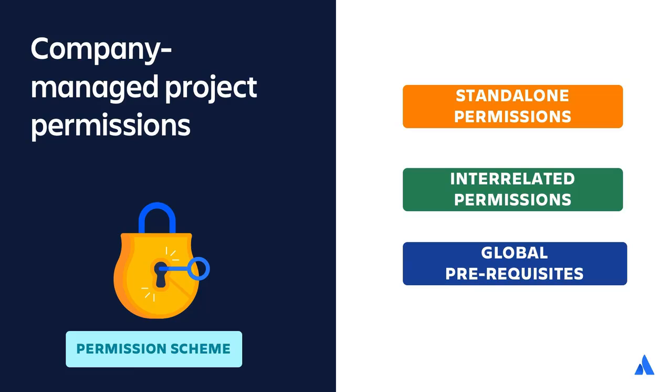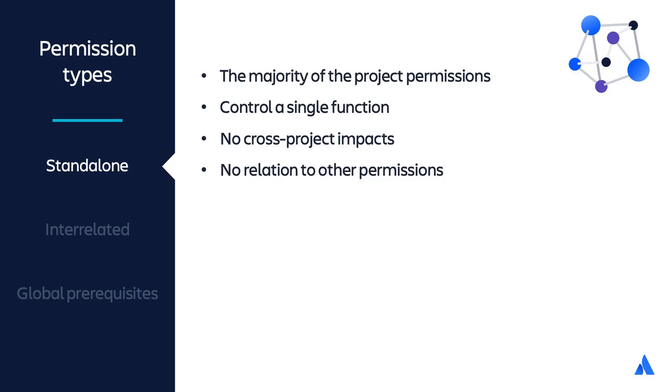Company-managed project permissions can be categorized into three areas: standalone permissions, interrelated permissions, and permissions that need to meet global prerequisites in order to have an effect. We'll look at what this means next. Let's start with standalone permissions. Most permissions in a permission scheme control a single piece of functionality, such as the ability to create issues. These permissions do not have any cross-impact on other projects or permissions. Let's look at two very important standalone type permissions.